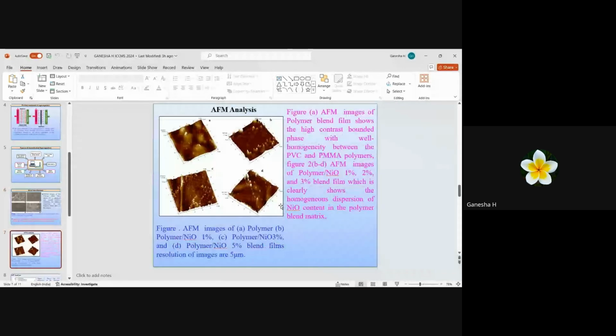Next, these are the AFM images of polymer and polymer composite. Here, figure A shows the AFM image of the polymer blend film, showing a high contrast phase with good homogeneity between the PVC and PMMA polymers. Then figure B shows the presence of nickel oxide on the surface of the polymer. It clearly shows the homogeneous dispersion of nickel oxide in the polymer blend.